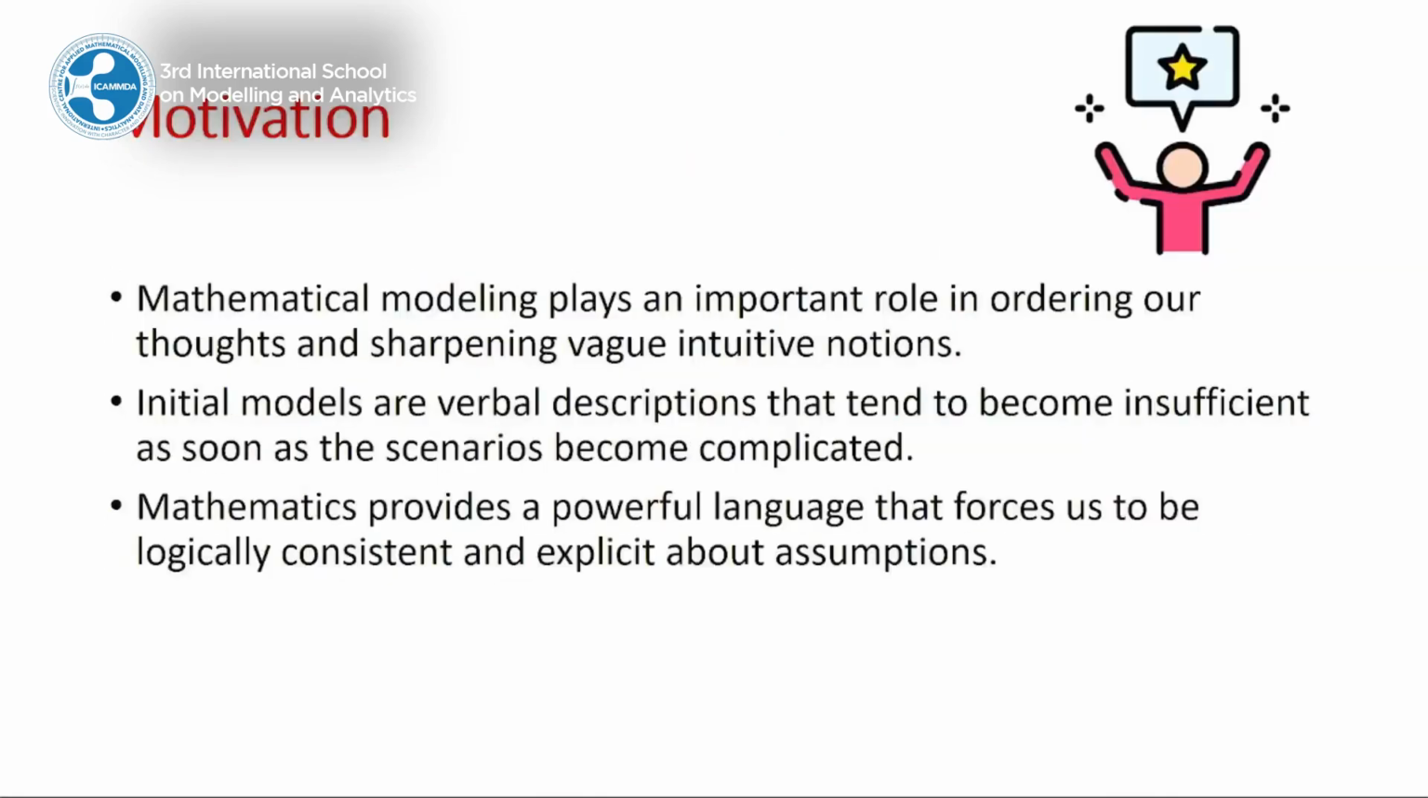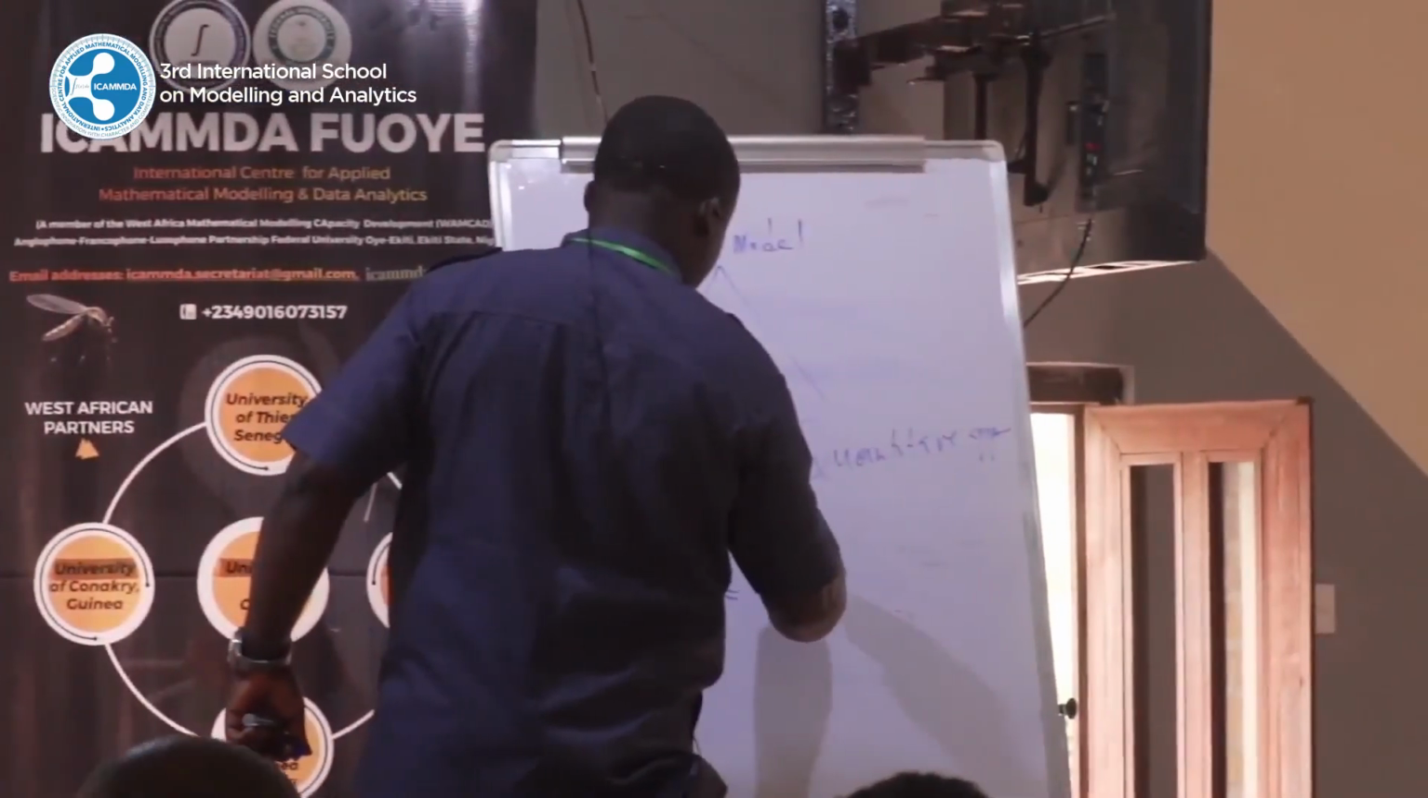Now, what's the motivation? Mathematical modeling plays an important role in ordering our thoughts and shaping vague intuitive notions. Now, there are two worlds. We have the conceptual world and then we have the real world. The conceptual world is the world of ideas. You sit down in your office and think, okay, I want to model kidnapping in Nigeria, and you bring X and Y together. You say this population is X and that population is Y. We can model kidnapping here with a very simple model. I will say that X is equal to the prey.